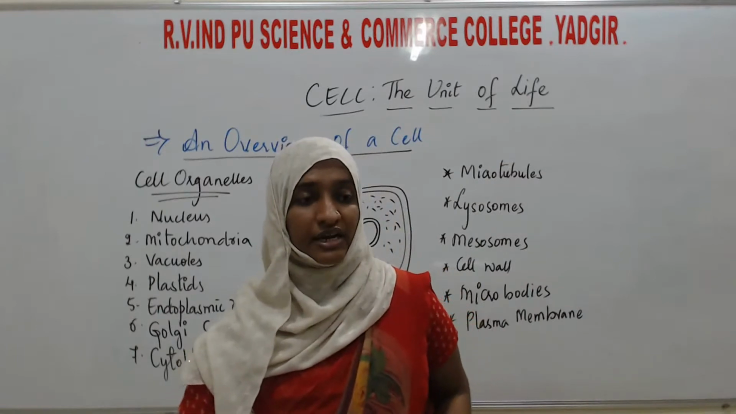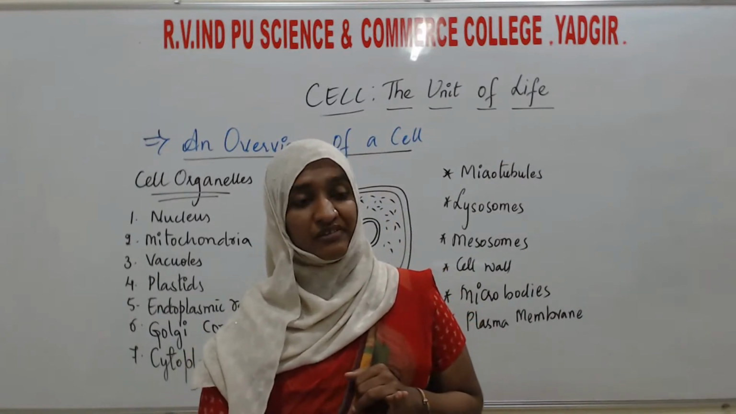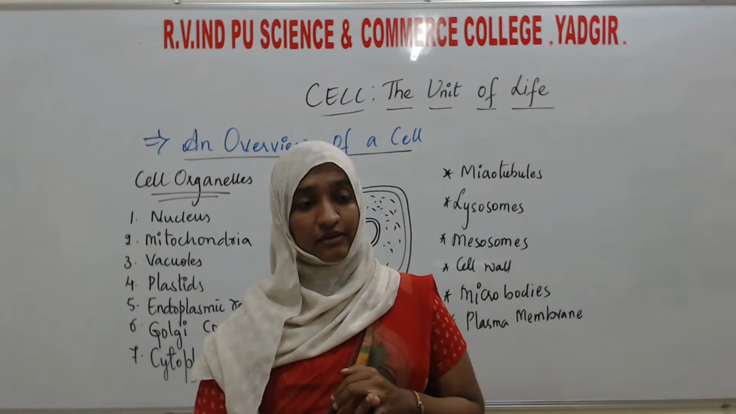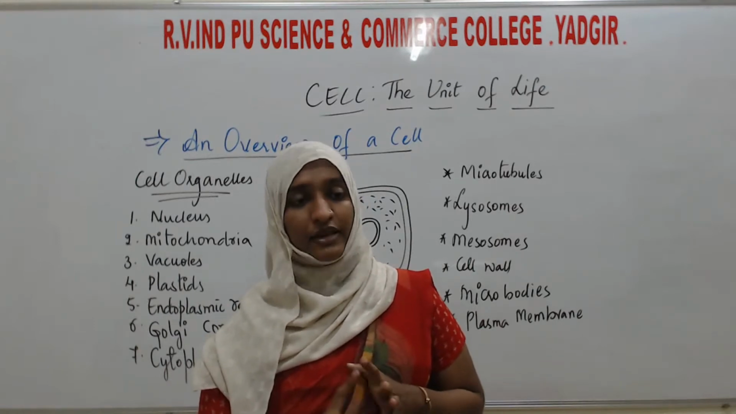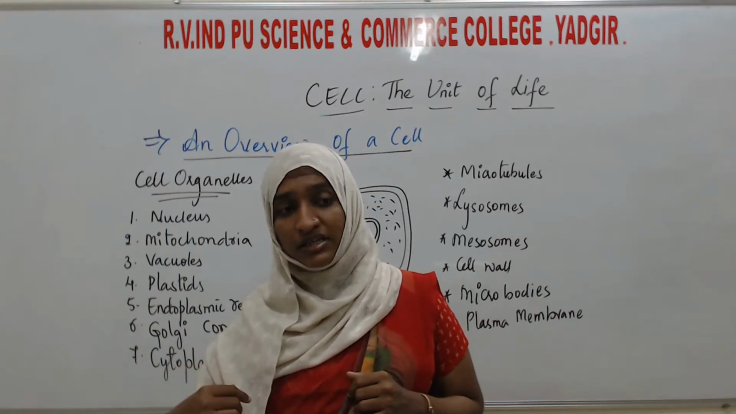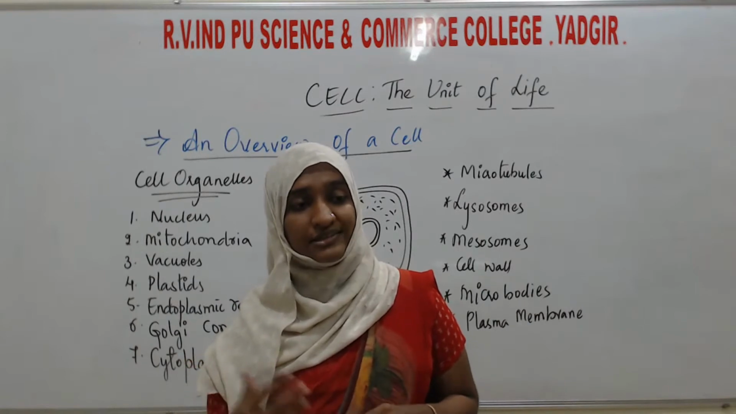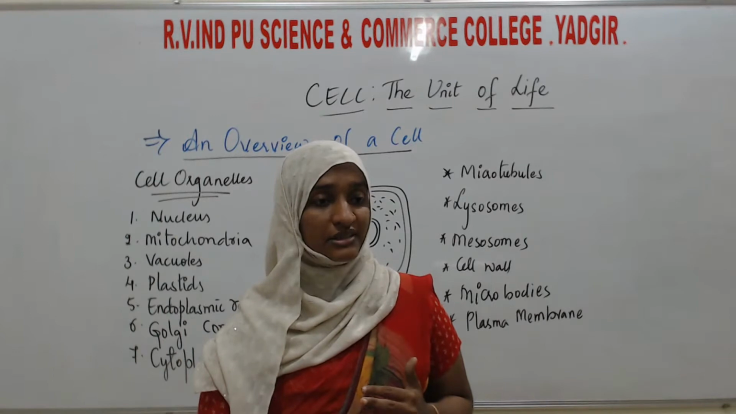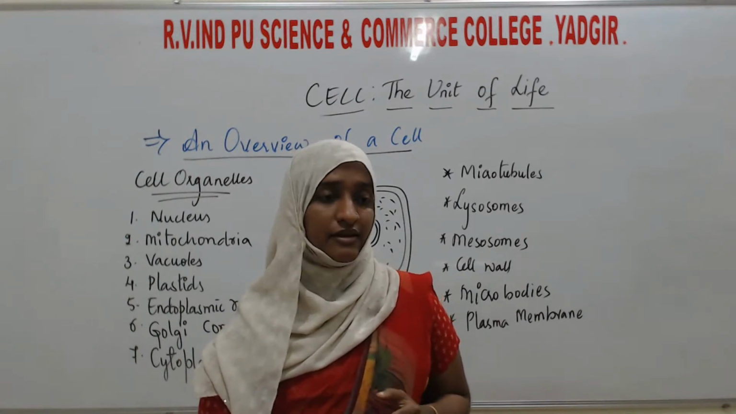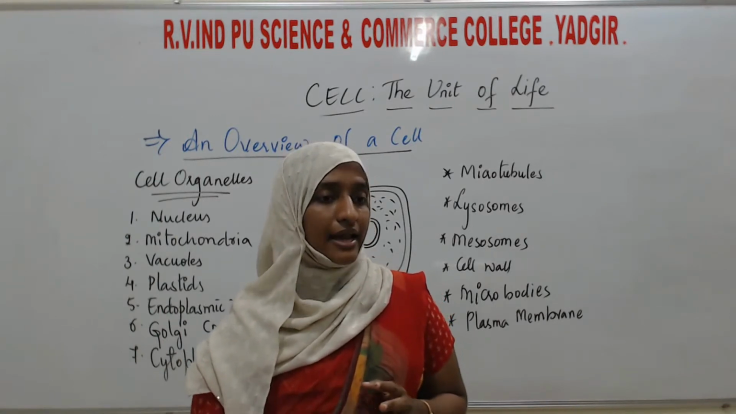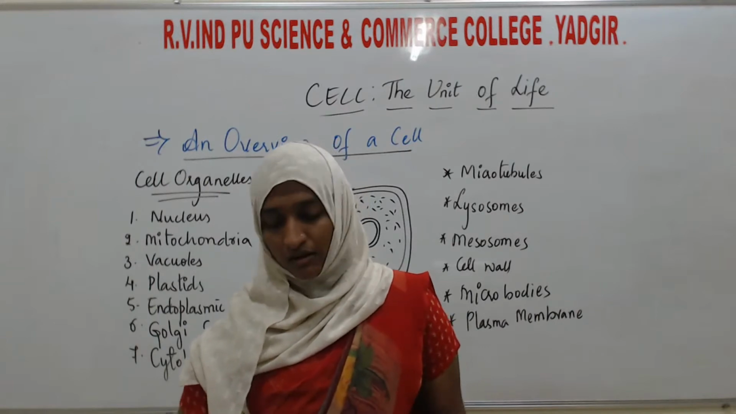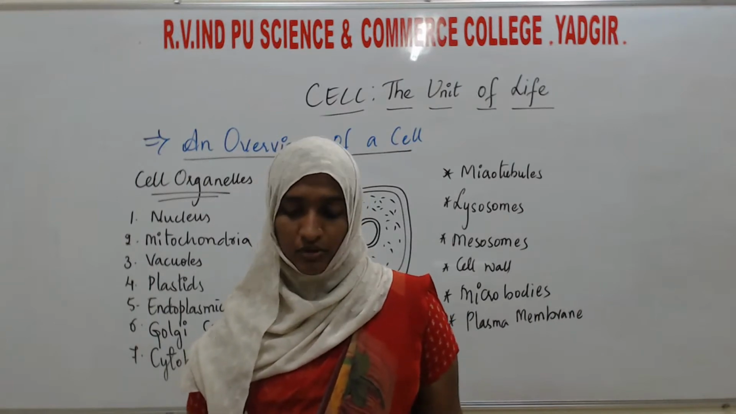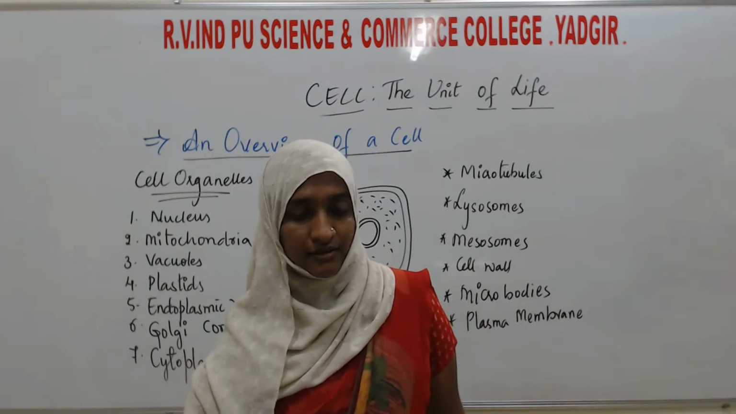So till here we have studied some basic information of the cell, then the discovery of the cell, then cell theory, then the overview of the cell. We have already discussed the cell organelles. Next we will go for what is meant by prokaryotic cell, eukaryotic cell, animal cell, and the difference between the animal cell and the plant cell with their examples. Okay, thank you. We will continue in the next class.